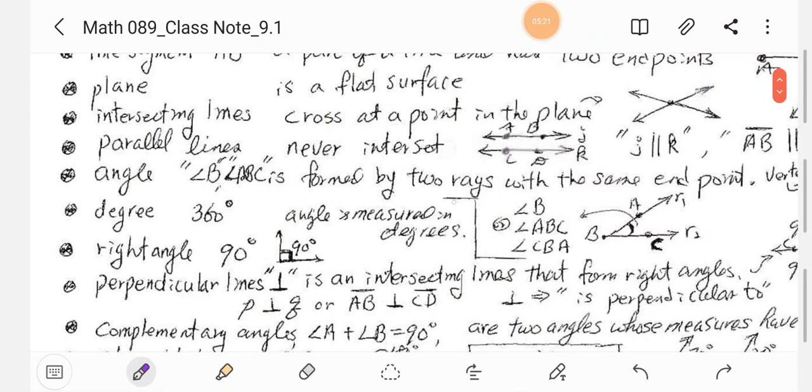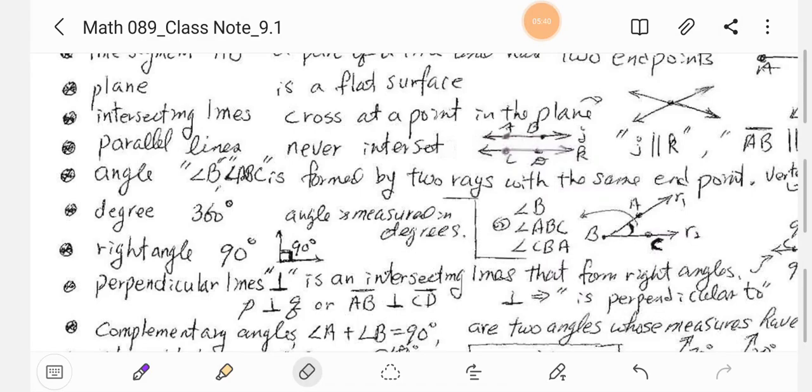An angle is formed by two rays, right? Two rays start from one point and go, one ray and another ray. So an angle is between two rays. That is an angle. How about degree? Degree is the measure of the angle.